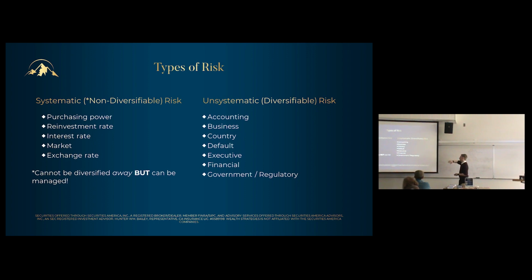Unsystematic risk, which is our diversifiable risk, things that we can bring down to such a small level that they barely impact the portfolio at all. Things like accounting, business, country, default risk, executive, financial, like all of these things are really just, most of these will be specific to the individual investment. So if I'm thinking about an executive risk, the example that I used before is if Apple hires a new CEO and they just have no idea what they're doing, they kill their market share, and suddenly nobody wants an iPhone or a Mac anymore, that stock is probably going to start tanking over time. So if I want to be in that market, if I want to be exposed to technology, I might want to buy more than just Apple.